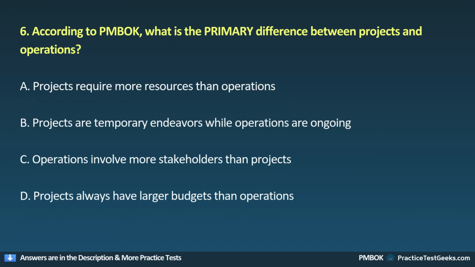6. According to PMBOK, what is the primary difference between projects and operations? A. Projects require more resources than operations. B. Projects are temporary endeavors while operations are ongoing. C. Operations involve more stakeholders than projects. D. Projects always have larger budgets than operations.